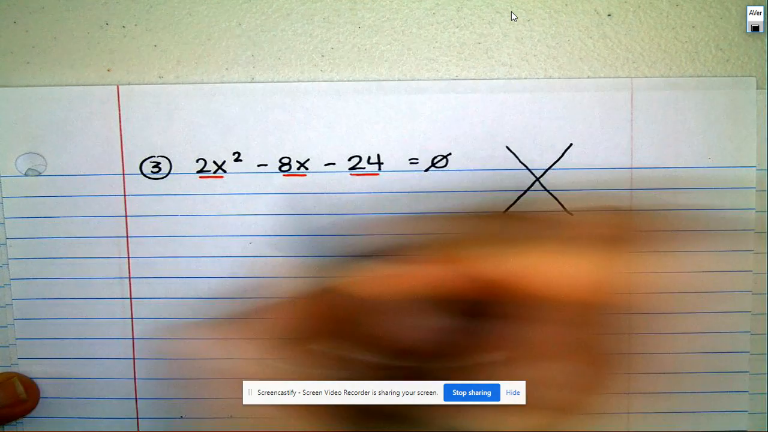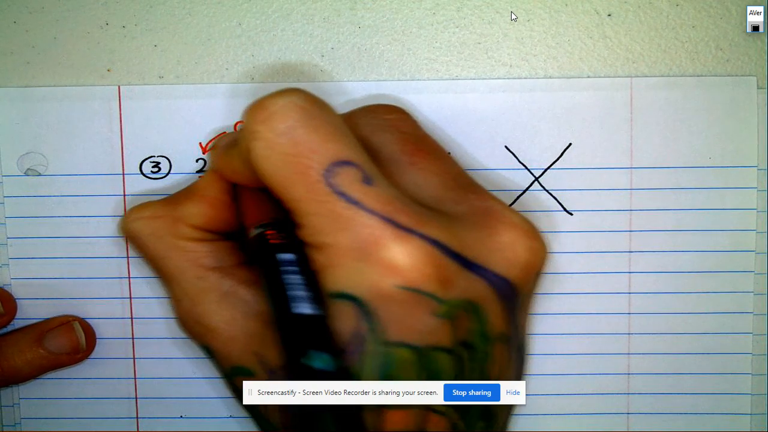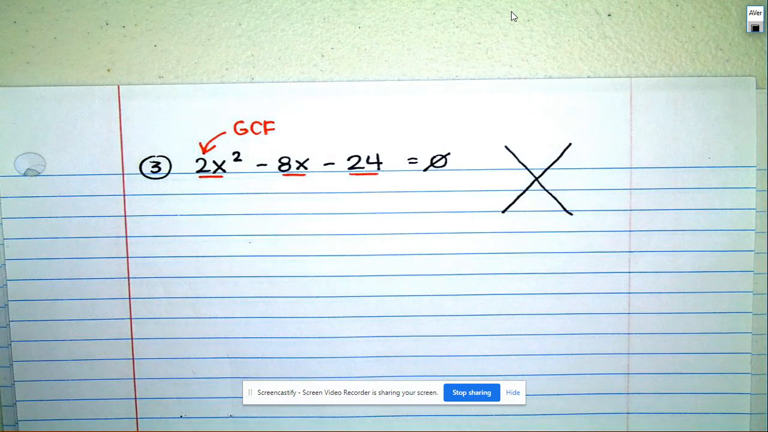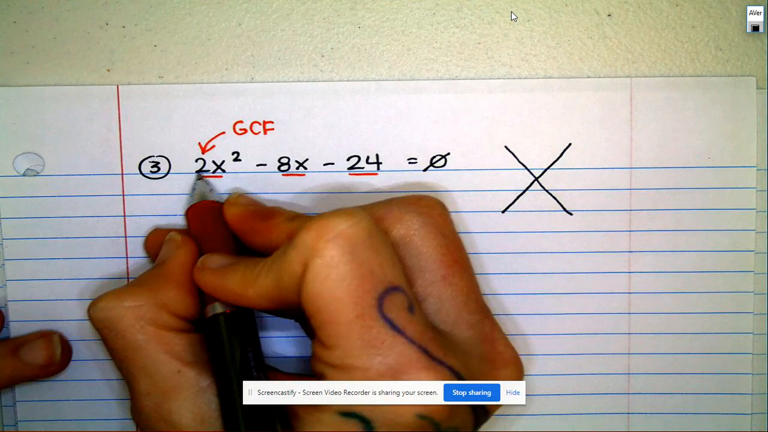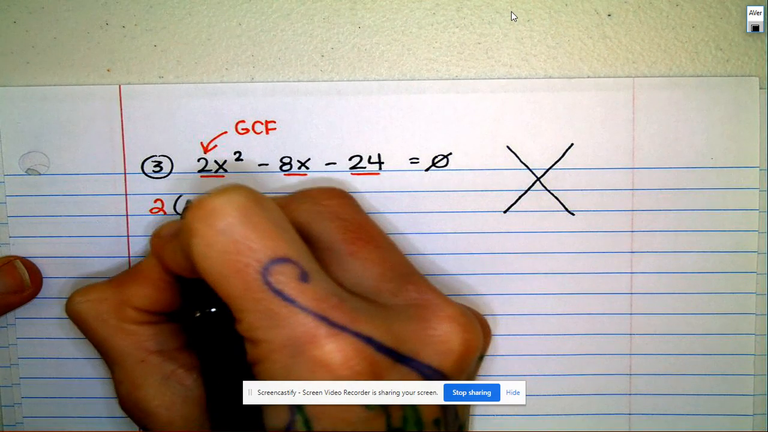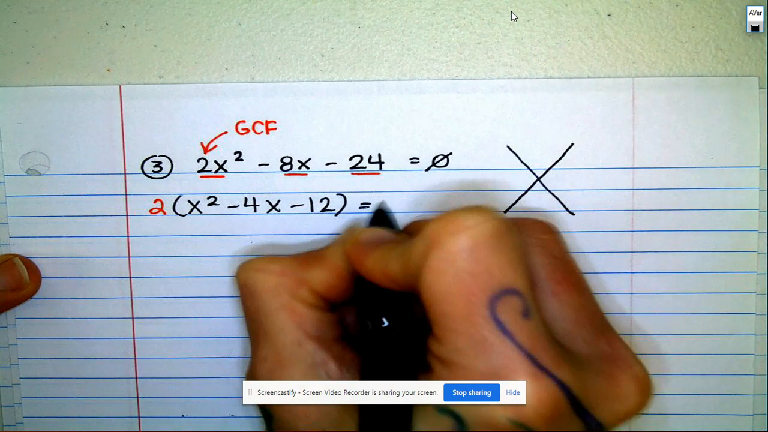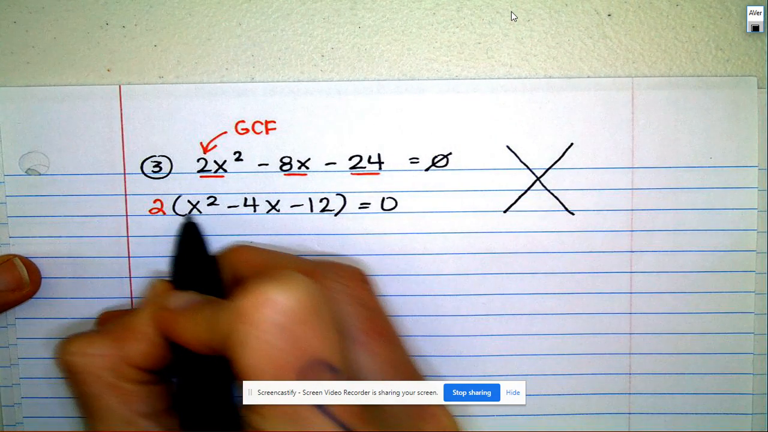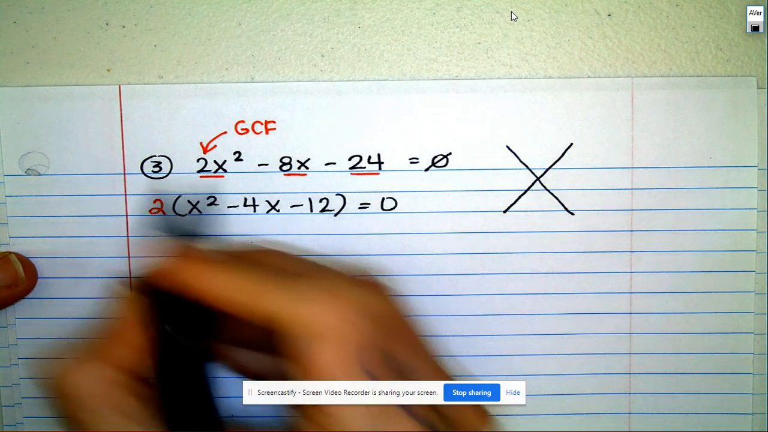And since this is not 1, we want to check and see if there's a GCF. There doesn't have to be a GCF, but we're hopeful there's a GCF. So I'm going to try to make this a 1. So I'm going to pull out a 2. So x squared minus 4x minus 12 equals 0. 1, 4, 12 are all good. If I distributed this back through, it would work. So we factored out our GCF.